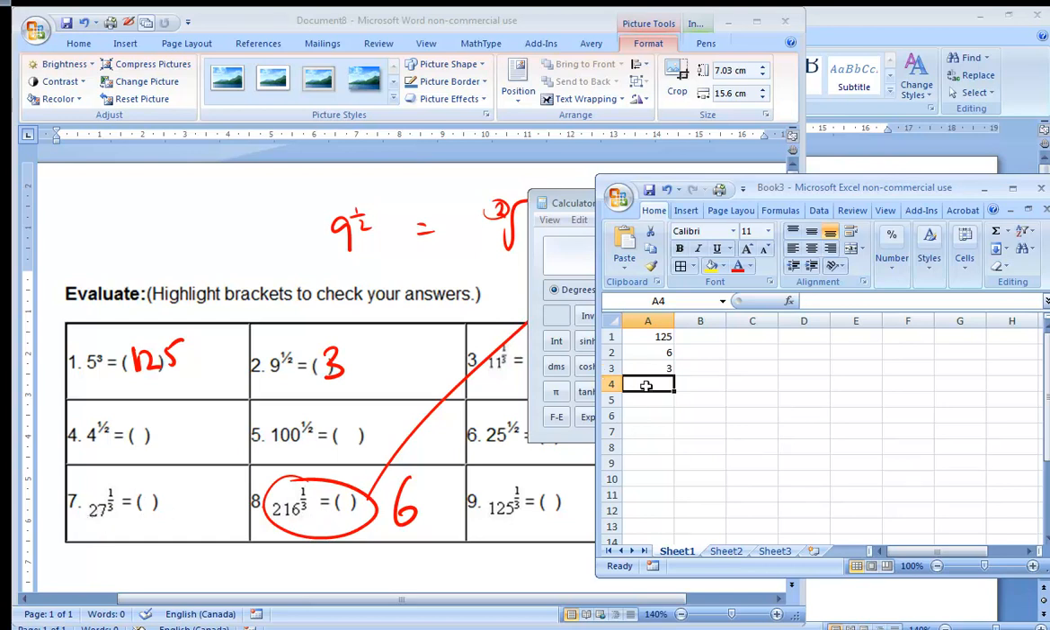27 to the 1/3, so we can do 27 to the, oops, I need the equal sign first because we're doing a calculation, equals 27 to the power of bracket 1/3, close the bracket, and it's going to be 3. Okay, so we get the idea. That's how we can work through all those.